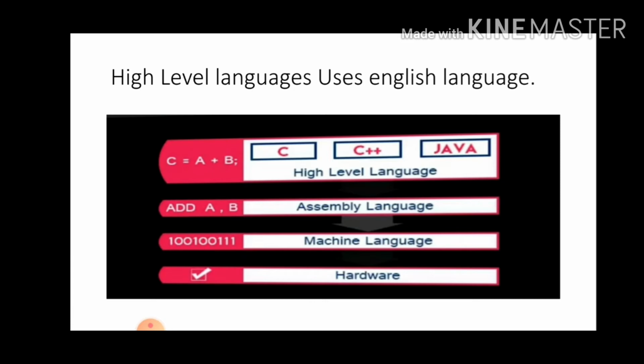So in this high level language, it uses English-like language. Here we can see a picture: machine language that is written in codes, and assembly language that is written in mnemonic codes, whereas high level language, that is C, C++, Java, means these are the programming languages. So a program is a set of instructions.